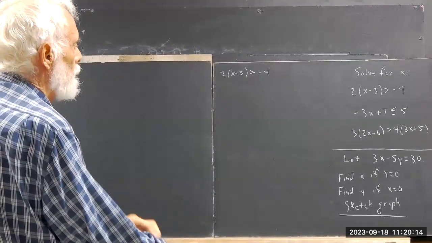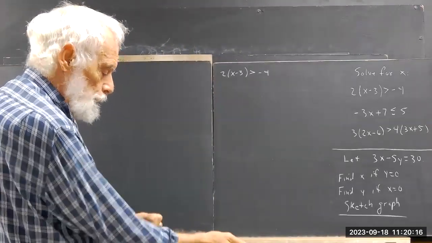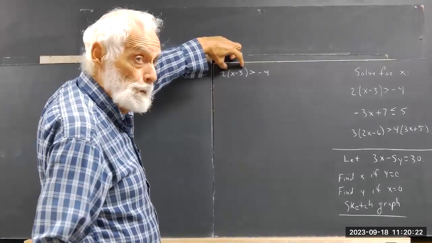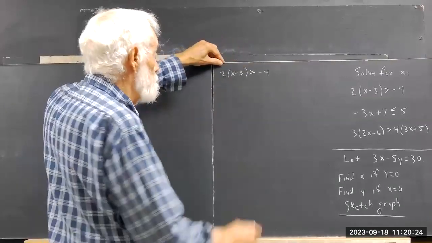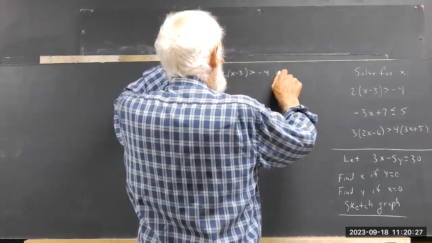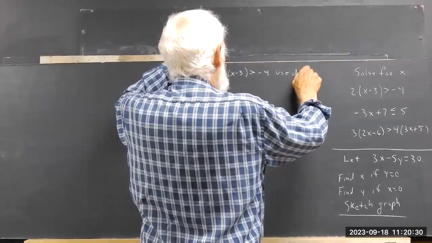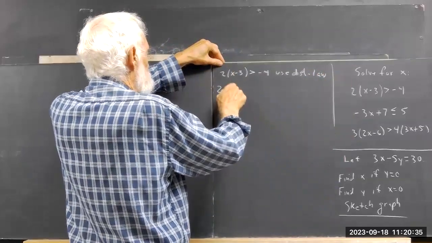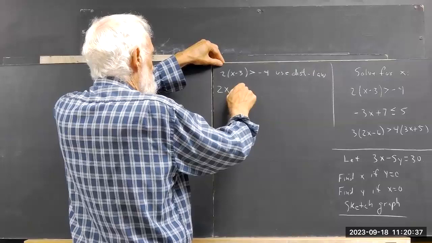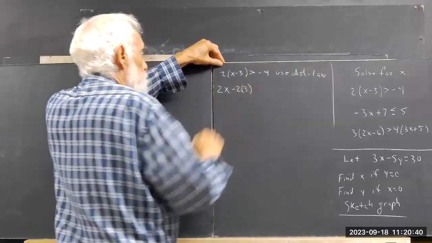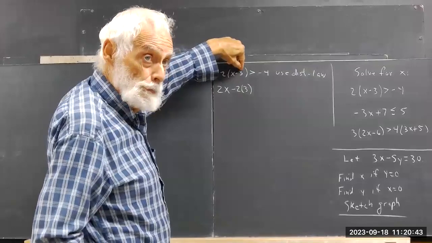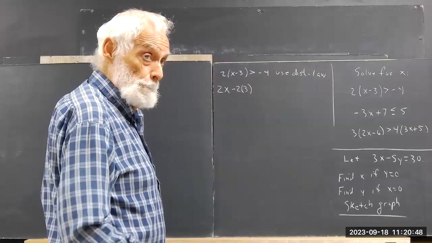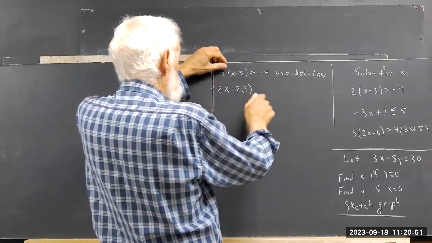Now, the first thing we have to do here is simplify this left-hand side because you've got 2 multiplied by everything in this parentheses. For this, you use the distributive law. So we multiply 2 times x, and then we multiply 2 times -3. It's in parentheses, so 2 multiplies every term in the parentheses. We want to make sure we understand that step.